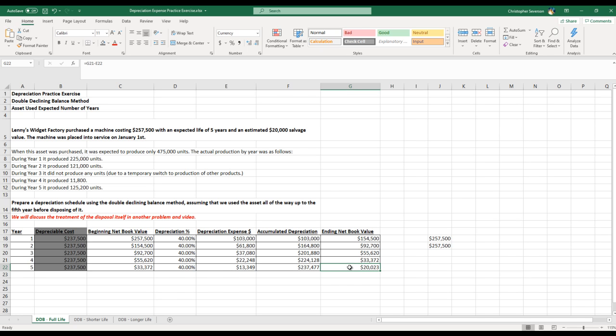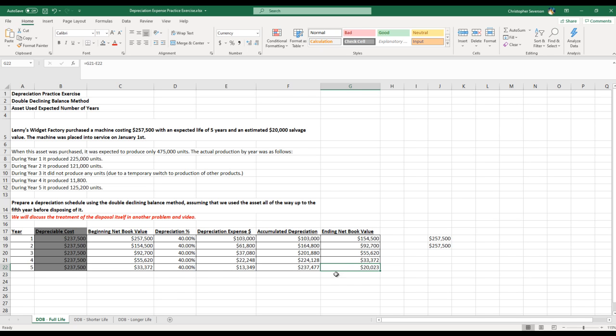Now, before I switch it, I want to mention that the fact that we didn't go down to the salvage value doesn't necessarily mean anything. We could adjust our depreciation expense for that last year to exactly push us to the ending net book value of $20,000, which is where we want to be. Generally, that's what textbook problems will tell you to do.